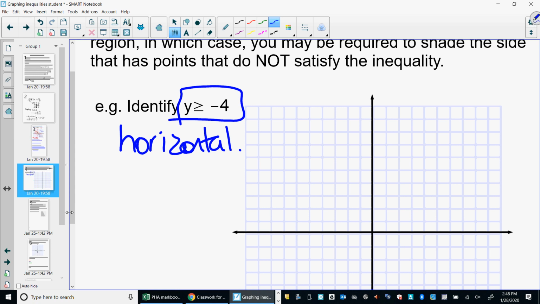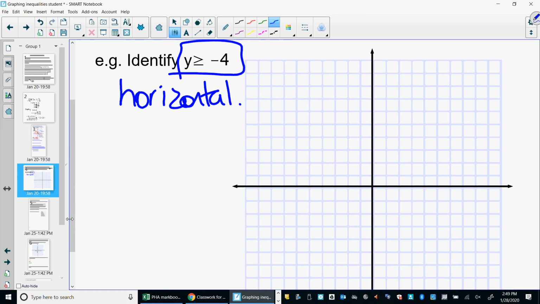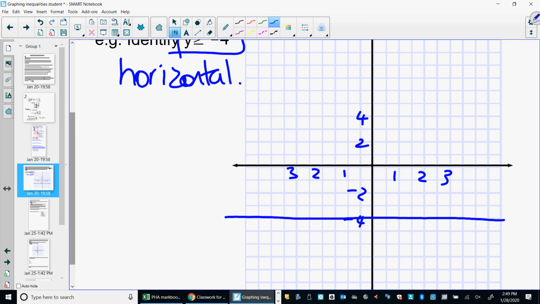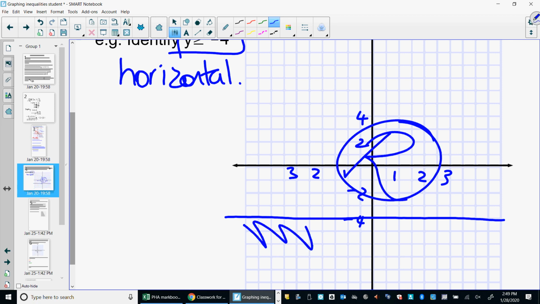So if we're identifying Y is greater than or equal to -4, we're going to draw the line Y is equal to -4. And this time it's going to be solid. So this one's a solid line at -4. And again, you can shade either side if you want to identify it. You can say region R up here. We've identified it, you might shade not this bit.